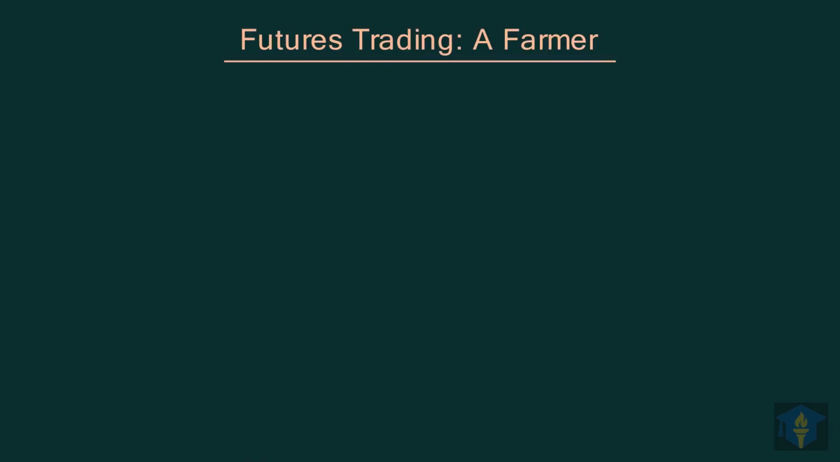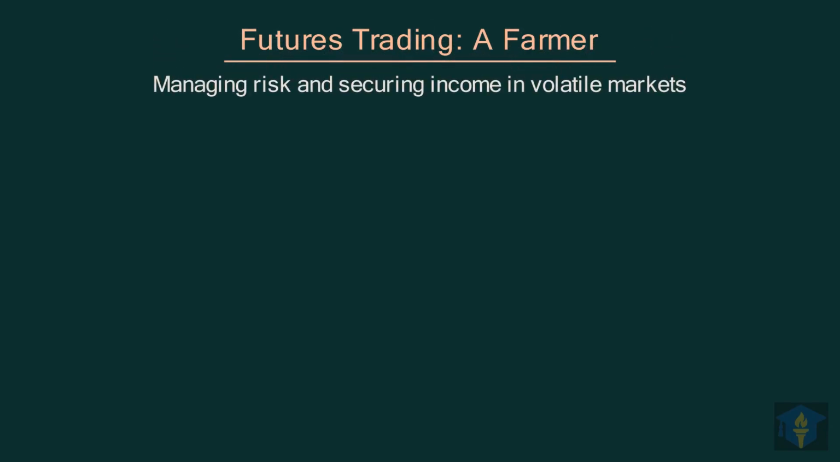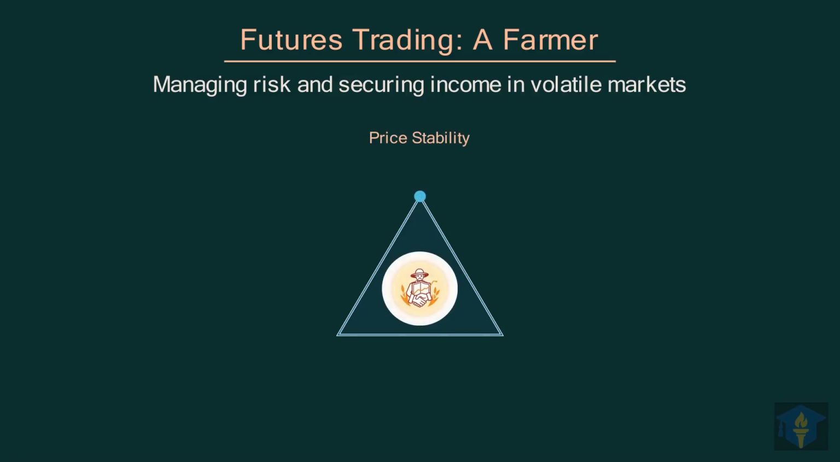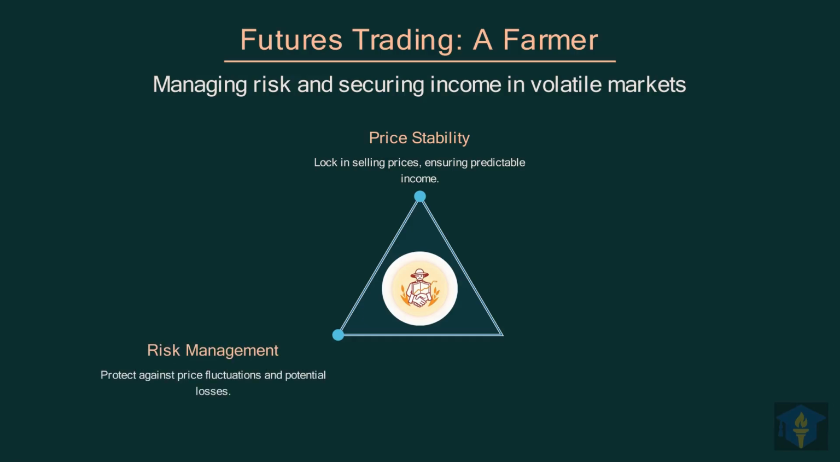Let's explore futures trading from a farmer's perspective. This is all about managing risk and securing income in volatile markets. First, we have price stability. Farmers can lock in selling prices, ensuring predictable income throughout the season. Next is risk management. This protects against price fluctuations and potential losses from market changes.